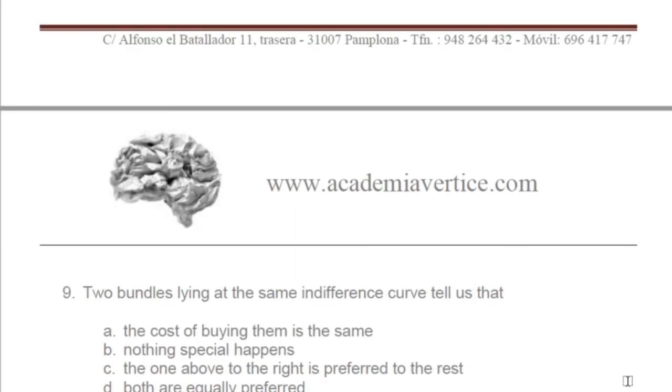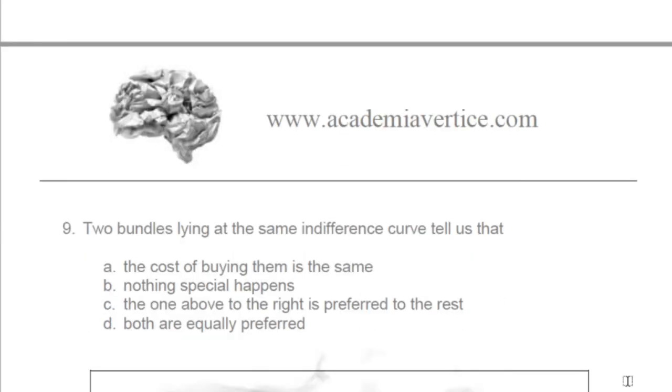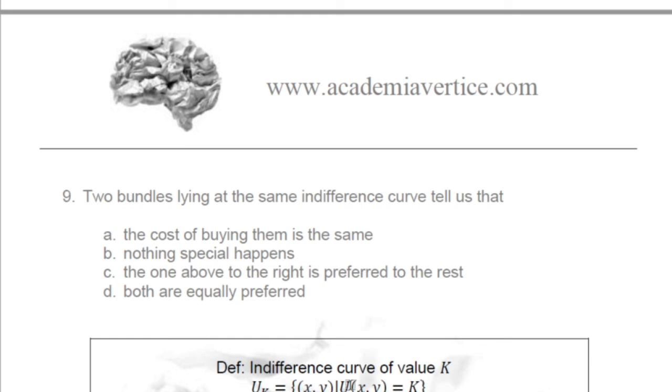Well, two bundles lying on the same indifference curve tell us what? This is very easy. We just have to know the definition of indifference curve, that is the set of points in the plane, or the set of bundles, where the utility level in all of them is equal. It's equal, for example, to a certain value k. So two bundles lying on the same indifference curve tell me that both are equally preferred.